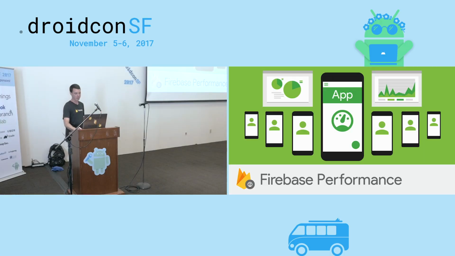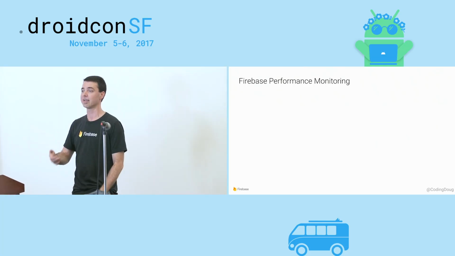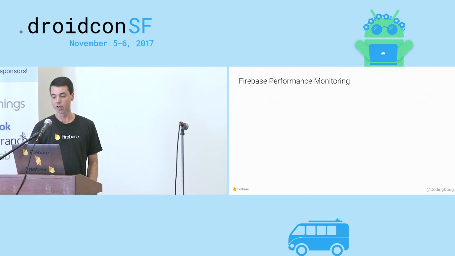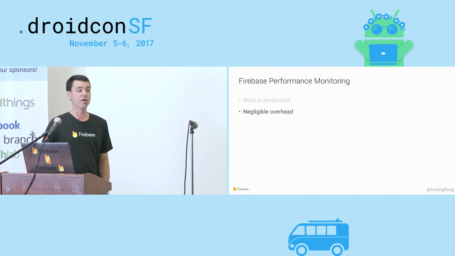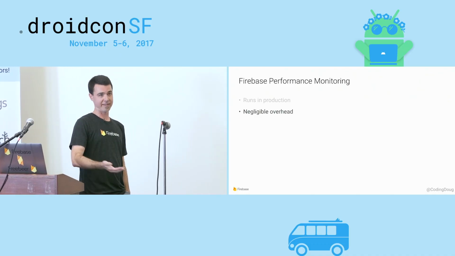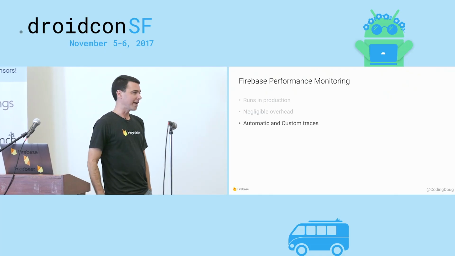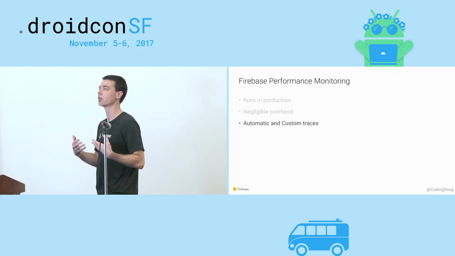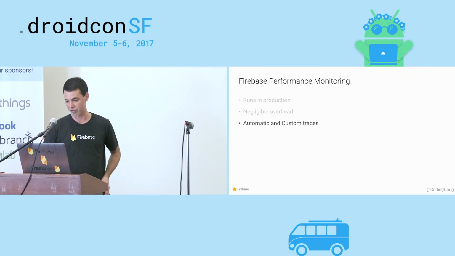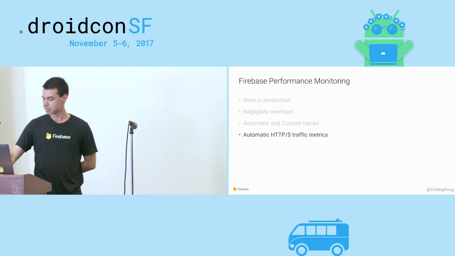Well, that's what Firebase Performance Monitoring is for. Firebase Performance Monitoring runs in production in the app running on your user's phone. So it's collecting the actual performance of your app as your users are using it. It has negligible overhead, so no one should perceive that this data is being collected, unlike systrace, where it's very noticeable. You can do automatic traces, and I'll talk a little bit about what those are, and you can do custom traces. You can say what parts of your code you want to measure and get telemetry from that. And it will also automatically measure your HTTP traffic, and I'll talk more about that later.